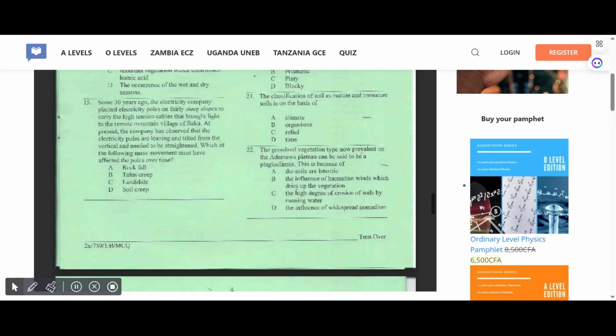The classification of soil as mature and immature. Correct answer for 21 is D, which is time. The answer is time.